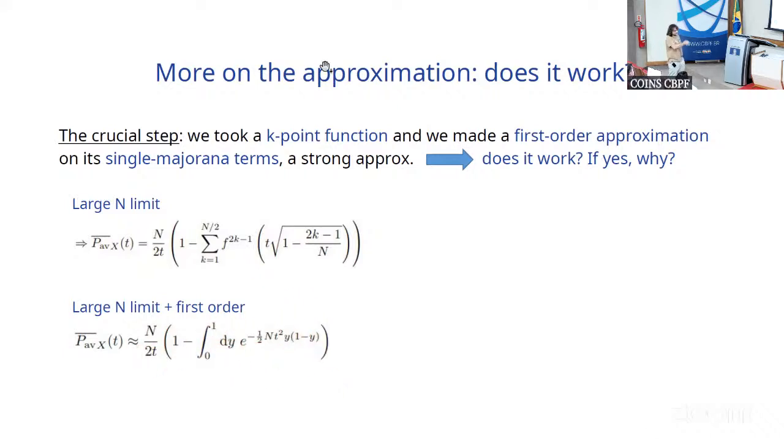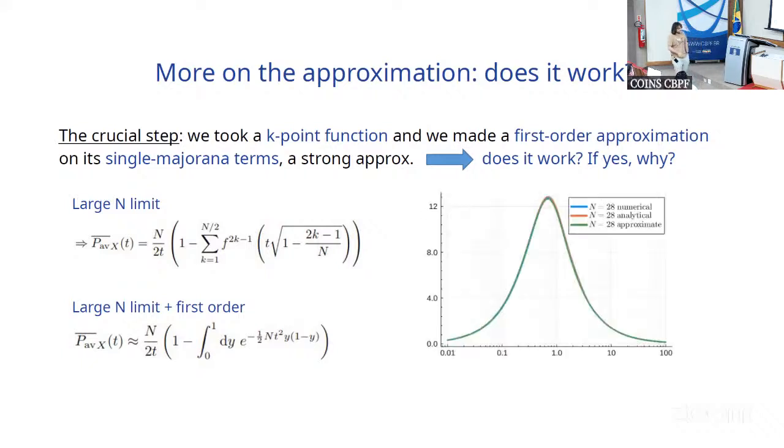Let's compare these two with some numerical curves, with some curves obtained at finite n by exact diagonalization, and let's see how they work. These are 3 curves. It's not only one. So the blue one that is almost invisible is the exact numerical curve. The orange one that is almost invisible is the exact analytical, this one. The green one is the approximated one. So we got convinced that the approximation is working very well.